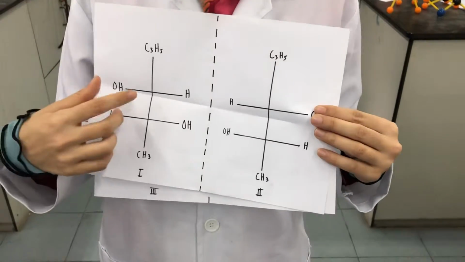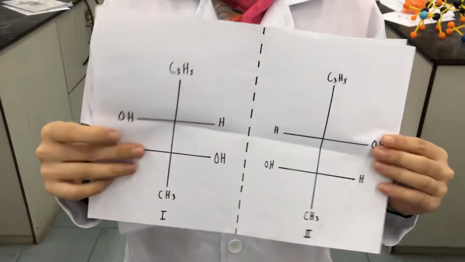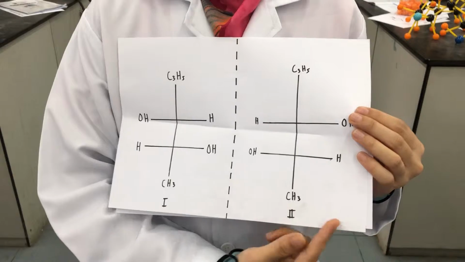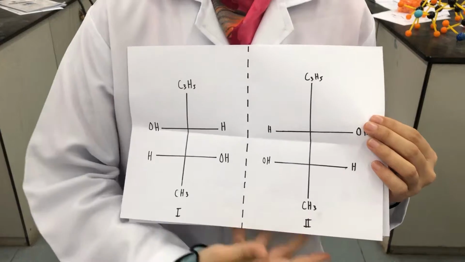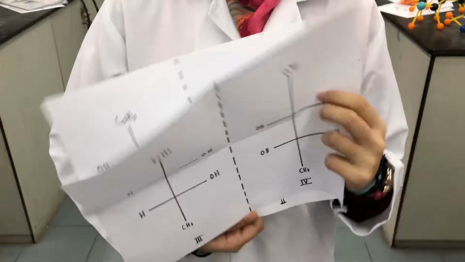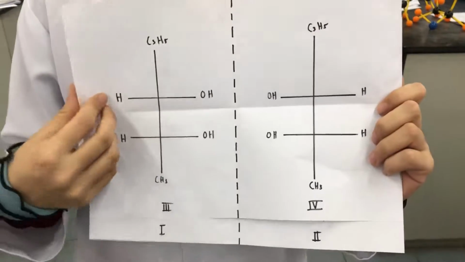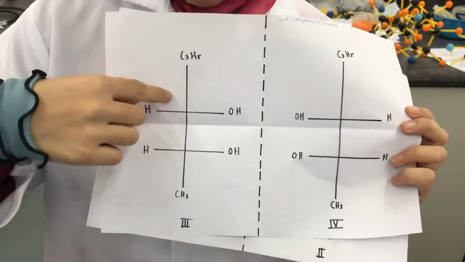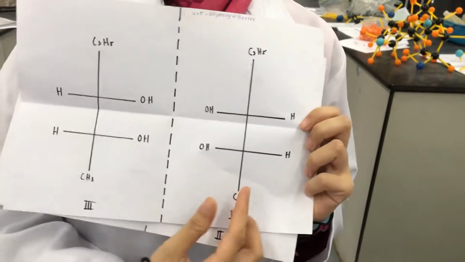If the first object or compound does not have a plane of symmetry, this means that its mirror image also does not have a plane of symmetry. For compound 3 and 4, if we cut at the horizontal line at the center, we cannot get the same compound at the upside and the bottom side, and also with its mirror image.